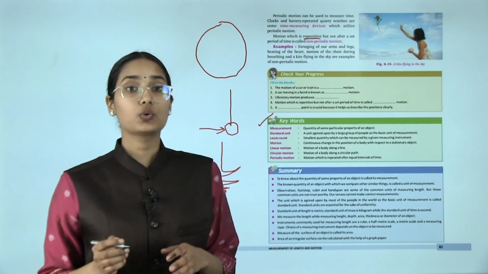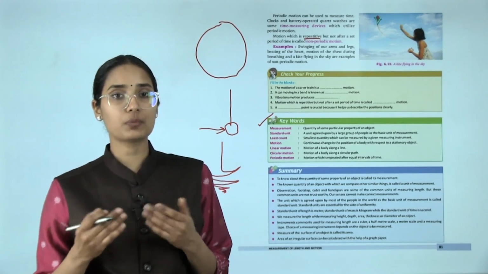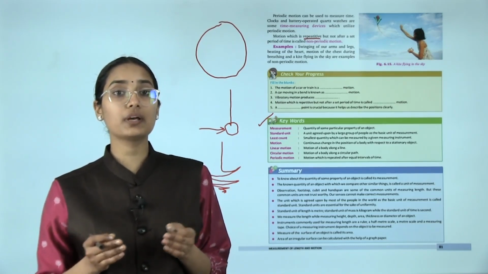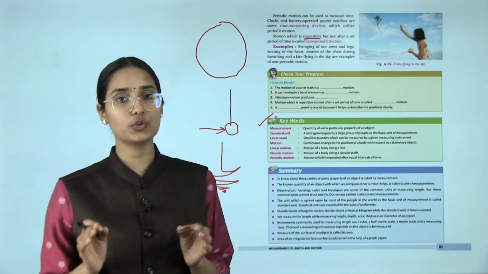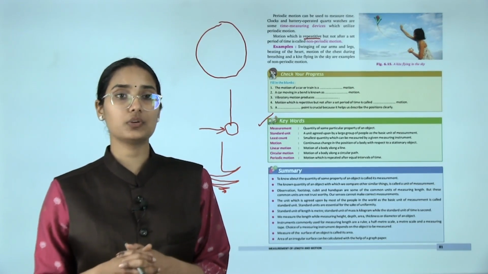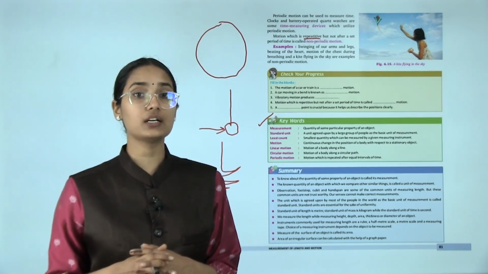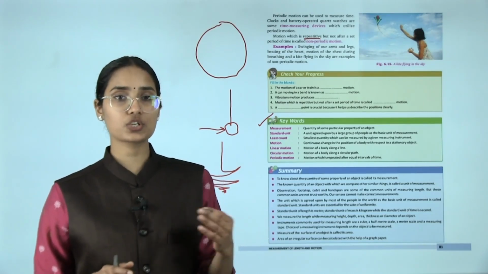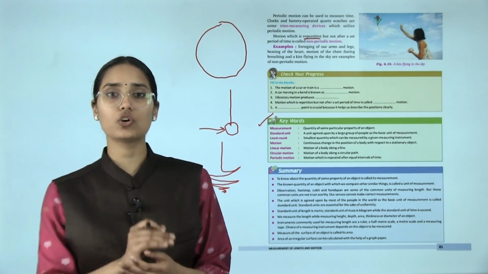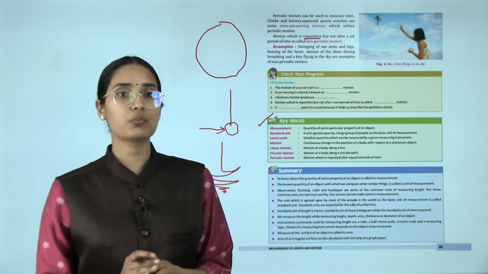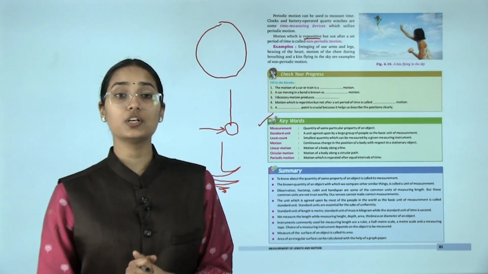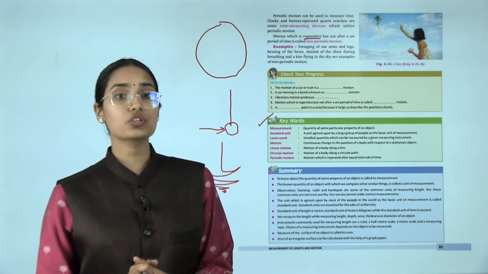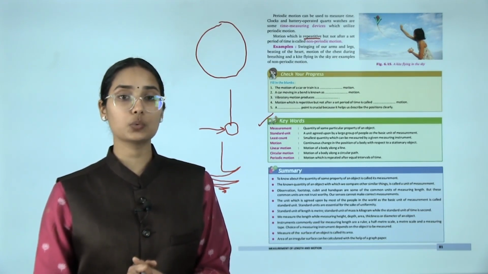Measurement: quantity of some particular property of an object. Standard unit: a unit agreed upon by a large group of people as a basic unit of measurement. Least count: smallest quantity which can be measured by a given measuring instrument. Motion: continuous change in the position of a body with respect to a stationary object. Linear motion: motion of a body along a line. Circular motion: motion of a body along a circular path. Periodic motion: motion which is repeated after equal intervals of time.